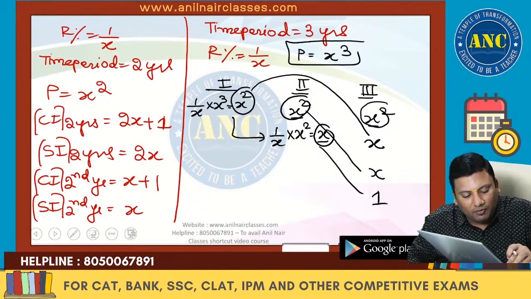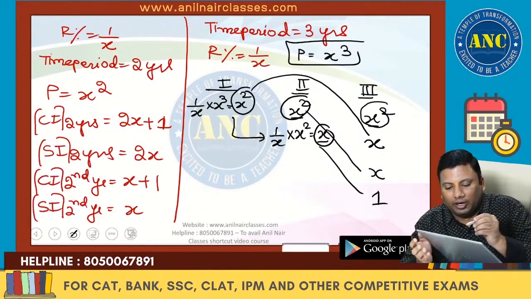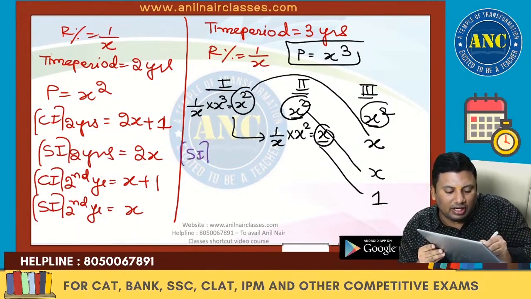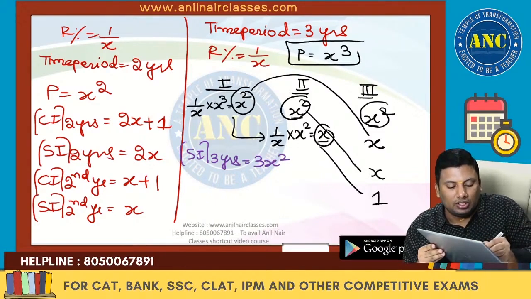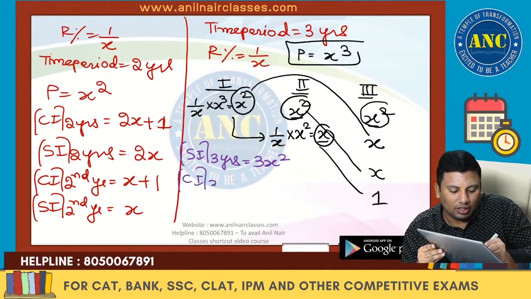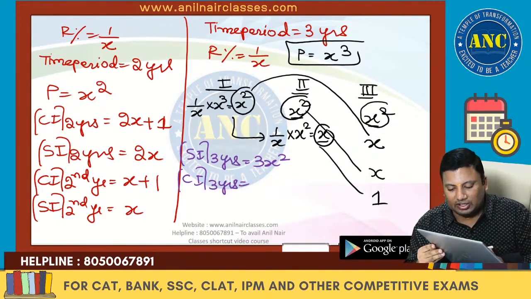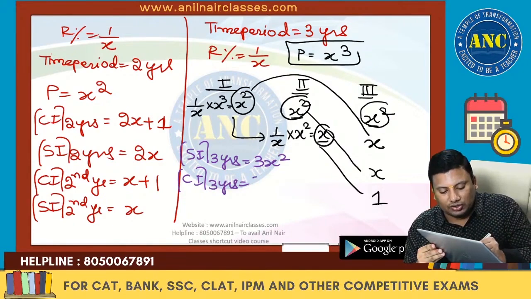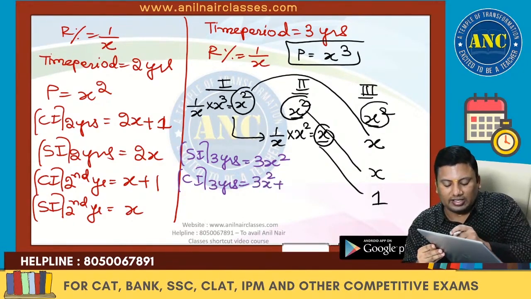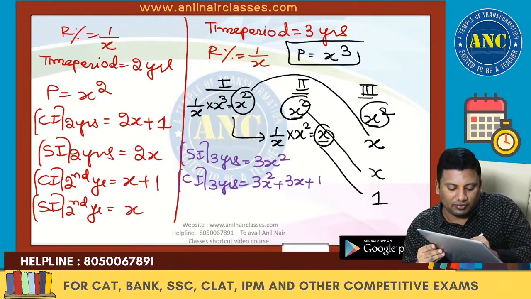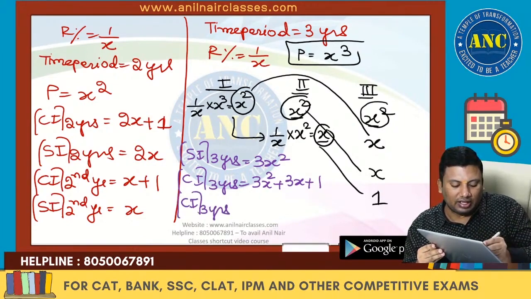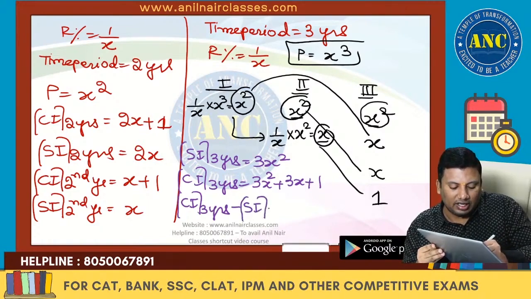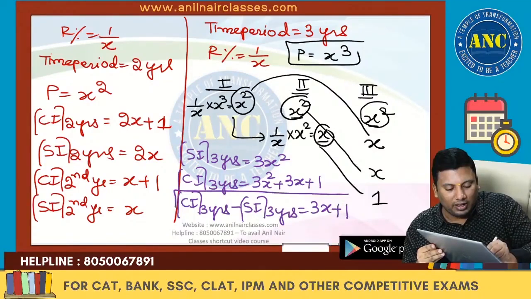Now see here, very, very important key point. SI for 3 years will be 3x square. CI for 3 years is x square, x square, x square, 3x square plus x, plus 1. CI for 3 years minus SI for 3 years, this is important, is 3x plus 1. Please make a note, sir.